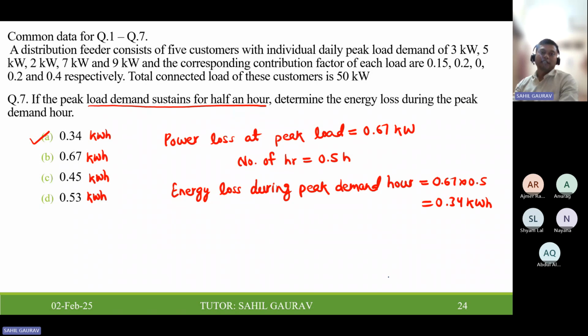Next problem, they are asking about the energy loss during the demand hour. So we have found this power loss. It is telling that this sustains for half an hour. Half an hour means 0.5 hour. So you multiply the power with the number of hours, and you will get the energy loss during the peak demand hour as 0.34 kilowatt hour.